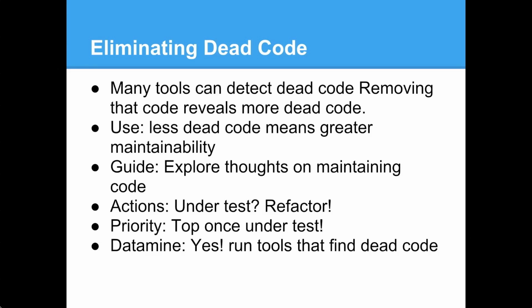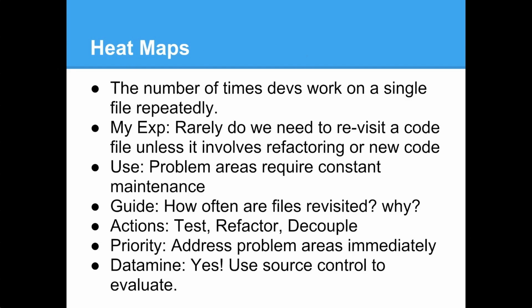A way to guide your team to this conclusion is to explore their thoughts on maintaining the code. This should be done in retrospective and can bring them to this conclusion. As for actions, when the code is under test, you can refactor. This means that you can identify dead code and remove it. Once you have your project under test, this should become your top priority. You can data mine this information, and it would be useful as a performance measure as well.